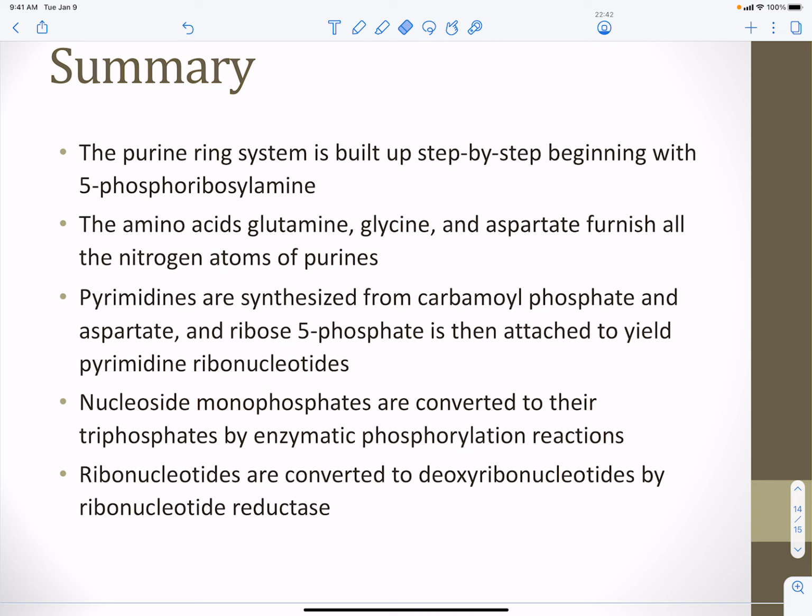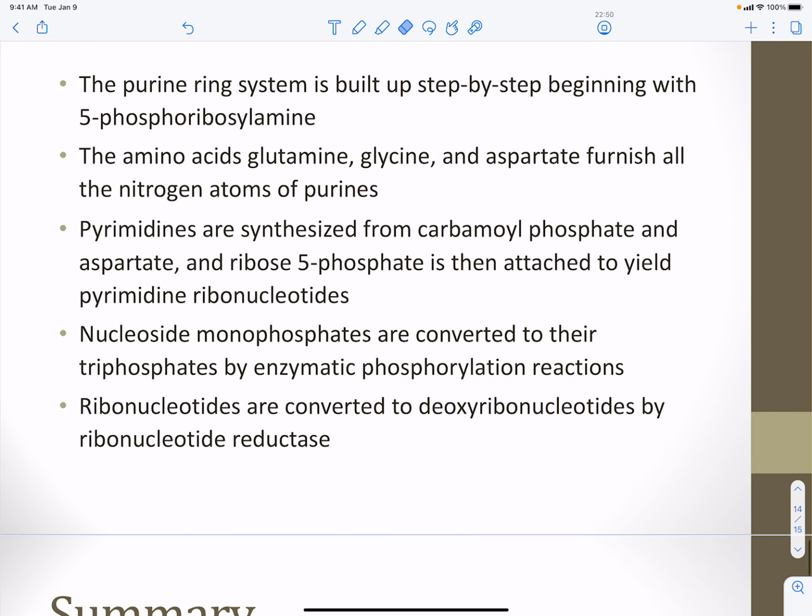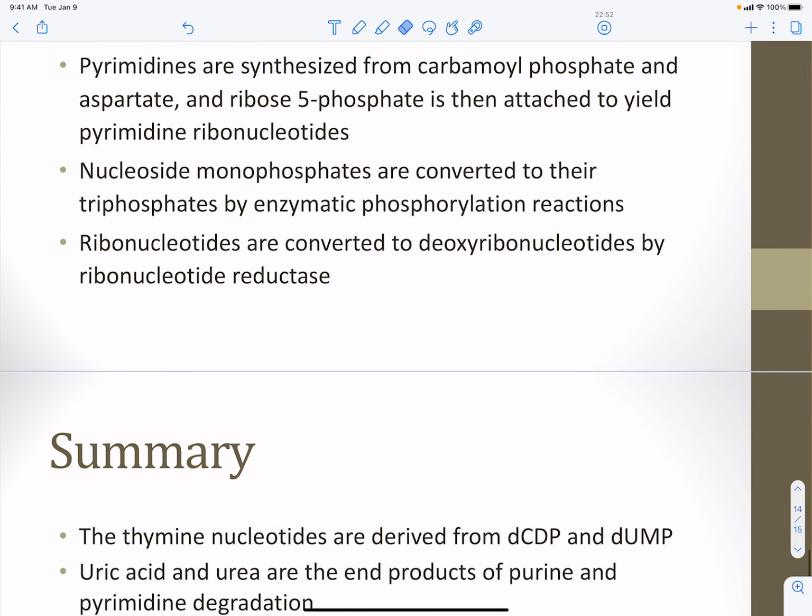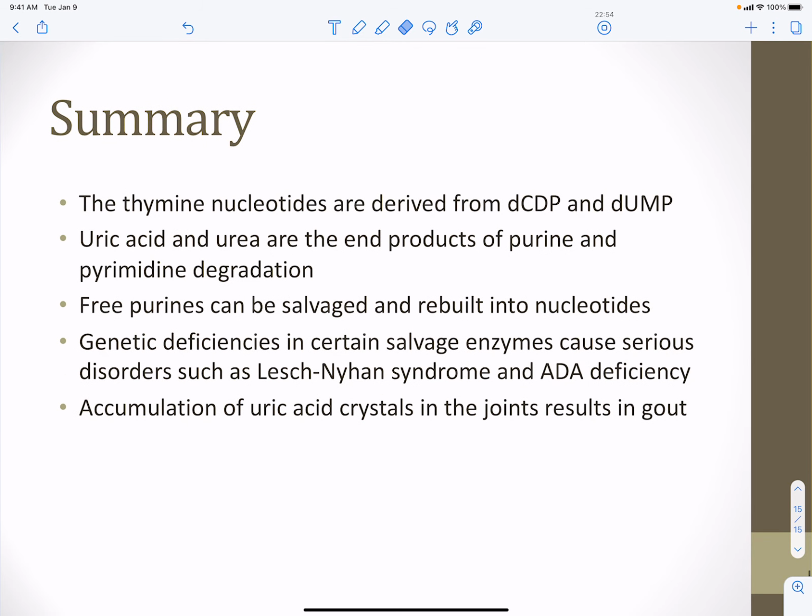You have, of course, your salvaging pathways. You have, of course, your ability to convert your nucleoside monophosphates into triphosphates, etc. And then you can take your ribonucleotides and convert them to deoxyribonucleotides. Thymine nucleotides come from dCDP and dUMP. Purine is going to generate uric acid. Pyrimidines are going to help to generate urea by releasing those nitrogens.